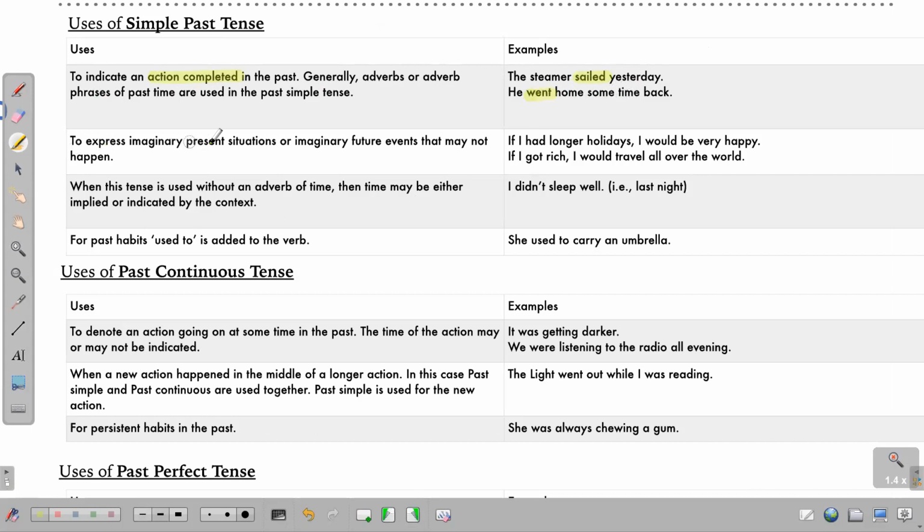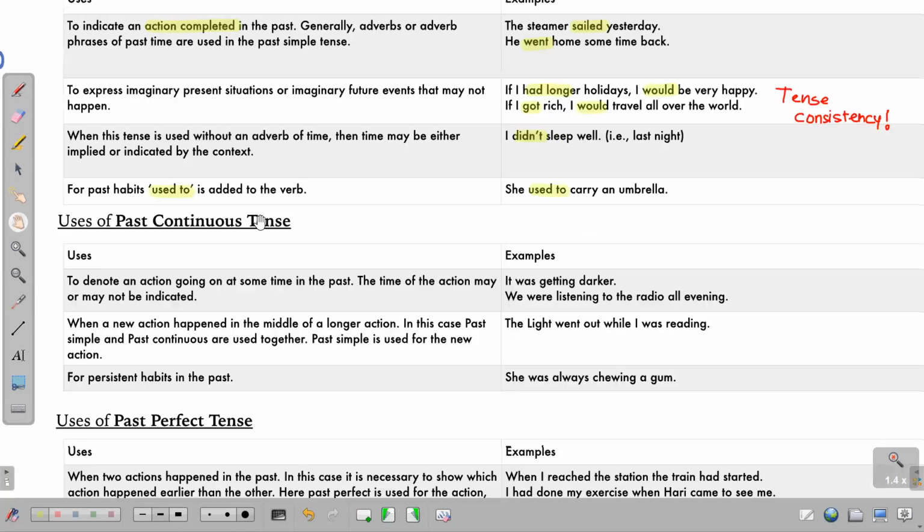Okay, so to express imaginary situations and imaginary future events: if I had no longer holidays, I would be very happy. If I got rich, I would travel. So everything in the past, right? Okay, so just maintain, this is what is called tense consistency. When this tense is used without an adverb of time, the time may either be implied or indicated by the context. He didn't sleep well, so it's obviously last night. For past habits, used to is used, so I used to carry an umbrella, so a clean tense.